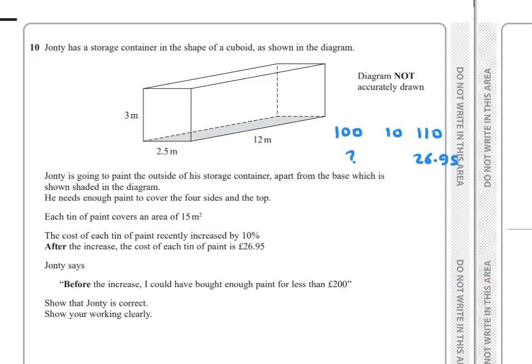So before the increase, we can use cross multiply to find the cost before the increase. So multiply 26.95 times 100, divide by 110. The answer will be 24.5. So each 10 costs 24.5. Now we need to find the number of tens we need to paint the 4 sides and the top.